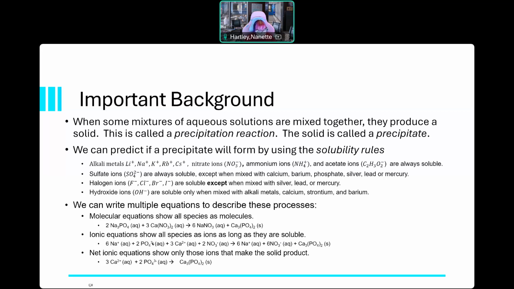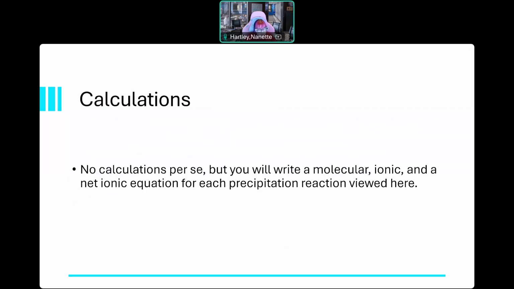You're going to get some practice doing that for any of the reactions that we do that make a solid. Our goal is to do these reactions, see if they make a solid, and if they do, then we're going to write the reactions for them. There are no real calculations that we're going to be doing for this, but you will write those equations for the precipitation reactions that you see.